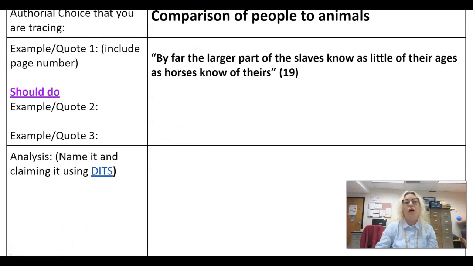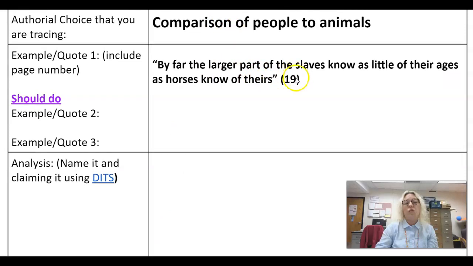Here is my example on the comparison of people to animals. Right away on the first page of the book, which is page 19 in our text, we see an example: "By far the larger part of the slaves know as little of their ages as horses know of theirs." So I've got one example, and that's my must do. Now my should do is I should find 2 more, but you know what? I couldn't find any more comparisons of people to animals in this first chunk. Now if you can, then that's awesome. You write those down.